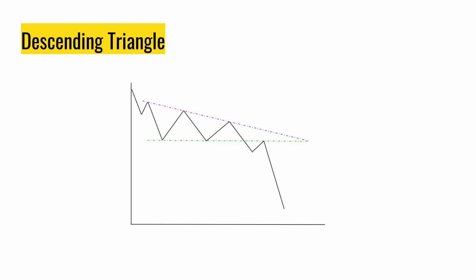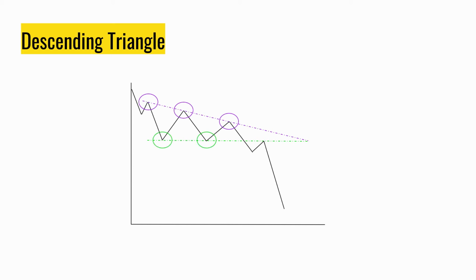Here, we have a descending triangle. The purple line represents the upper trend line, and it has a negative slope. The green line represents the lower trend line, and this time it is flat. We see that for this graph, 3 lower highs make up the upper trend line. The green line is made up of two troughs of similar levels.